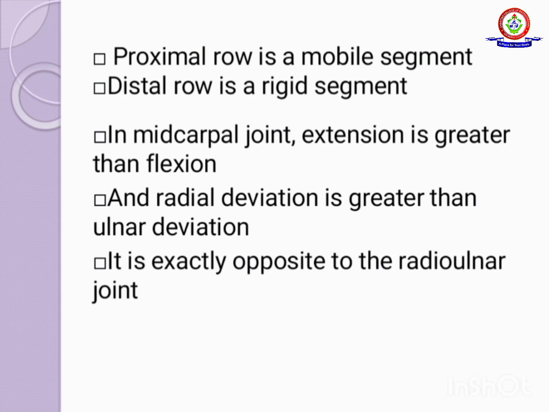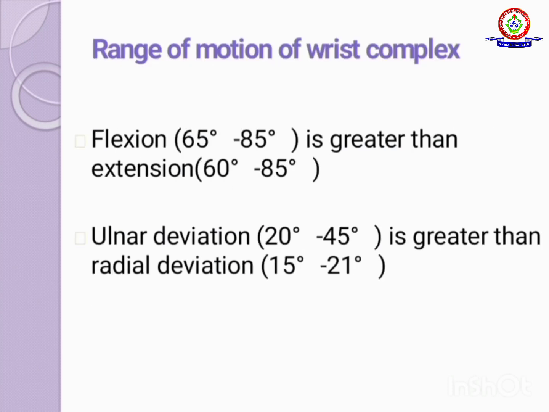The proximal row is a mobile segment. The distal row is a rigid segment. In the midcarpal joint, extension is greater than flexion and radial deviation is greater than ulnar deviation. It is exactly opposite to the radiocarpal joint.